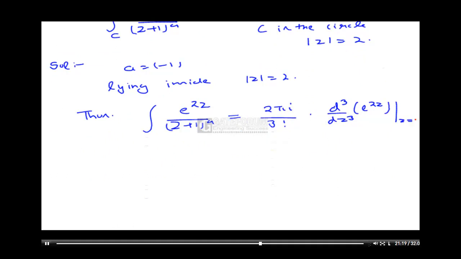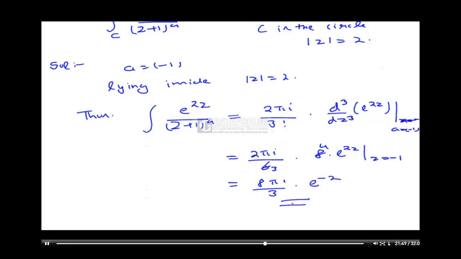Substituted by z a equal to minus 1. This will give me 2 pi i upon 6, 8 e to the power 2z, z equal to minus 1, should become 8 pi i by 3 e to the power minus 2. Understood how to solve this?